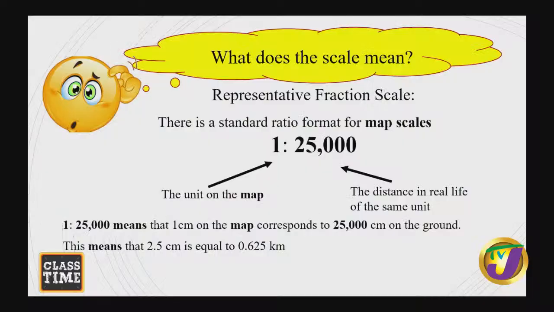Okay, so here we have 1 to 25,000, which means that 1 centimeter on the map corresponds to 25,000 centimeters on the ground. And that means that if we were to do some calculations, 2.5 centimeters on the map would be equal to 0.625 kilometers in the actual real world, on the Earth's surface.